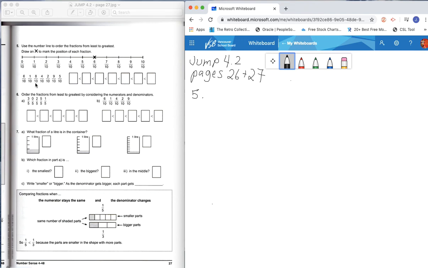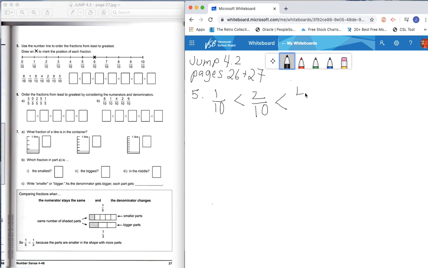And you can see that all the denominators are the same. So you're going to look for the lowest number at the top. Out of all the top numbers, which one is the lowest one? 1/10. Okay, so you're going to write 1/10 first. Okay, then in the second box, what is the second lowest number? 2, 2/10. Okay, what is the third lowest number?